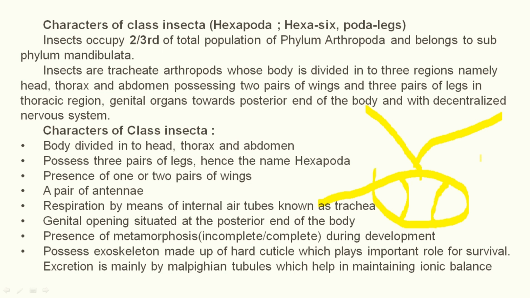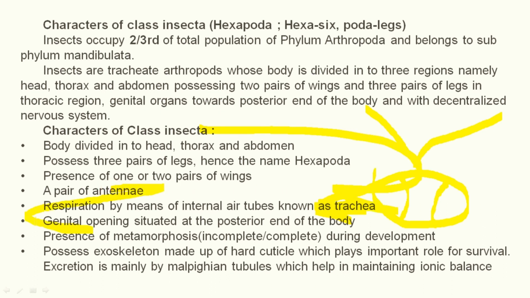Segmented body having three segments: head, thorax, abdomen, three pair of legs, one or two pair of wings, one pair of antenna and one pair of compound eyes. These are initial morphological characters. Then come to how they respire. They respire through the trachea.